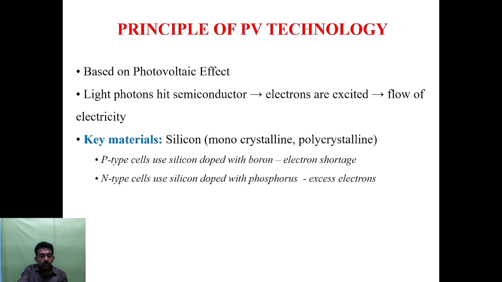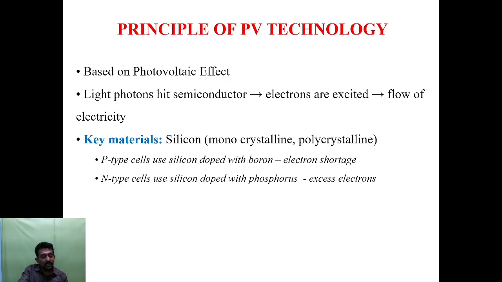So the key material used for this is especially silicon, because it is one of the very important semiconductors which has a good property to behave like a semiconductor in the present conditions of the atmospheric earth. And here there are two types, which is monocrystalline and polycrystalline. So p-type cells use silicon doped with boron, in which there is one electron shortage, because boron is a trivalent compound, and when you bond this boron with silicon, which has 4 electrons in the outermost shell, there is a shortage of 1 electron.